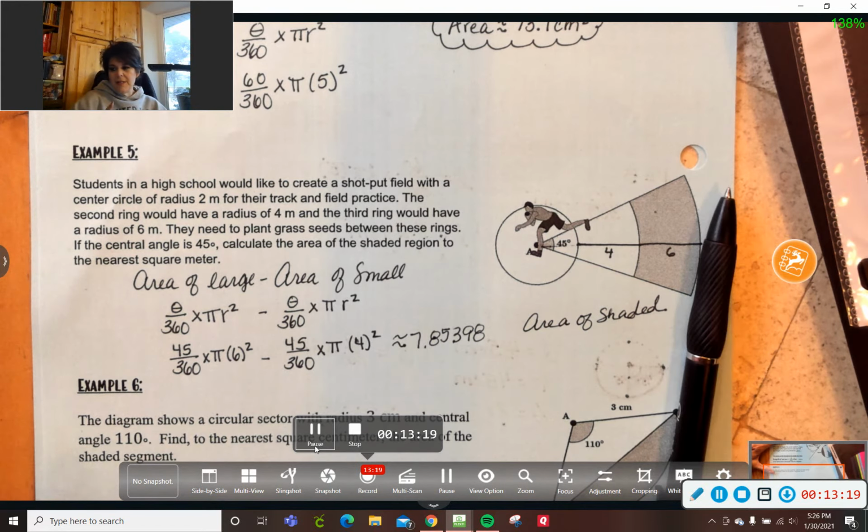So I'm going to pause and see if I can put it on my calculator real quick, because I don't want to waste video time for that.